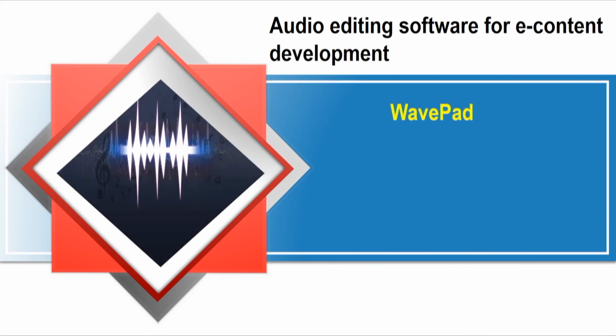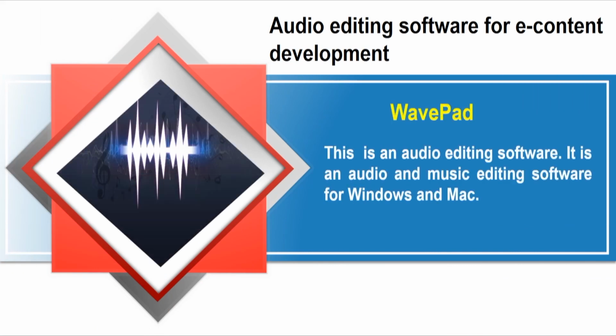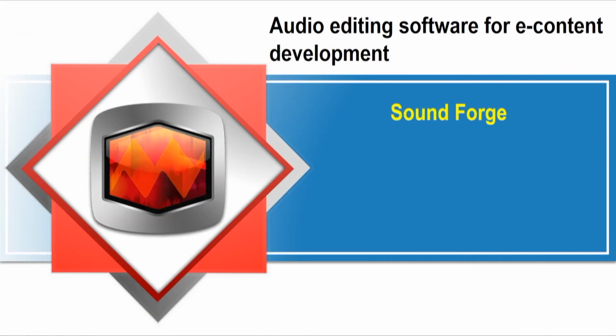So first software is WavePad, which is free and open source software, and it can be used for editing your audio. You can add some soundtrack, or you can delete some portion which you don't want in your e-content. Next software is your Sound Forge. Sound Forge is a software which is professionally used for sound editing, but it is commercial and licensed software.